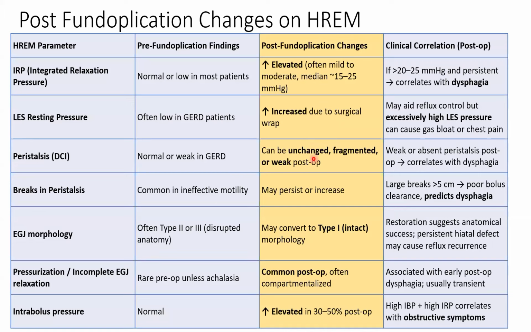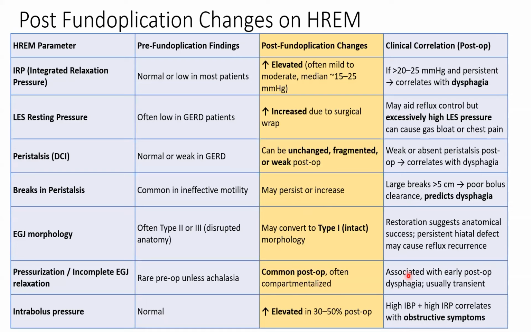Peristalsis ideally should remain unchanged, but there may be a slight increase in the DCI and a slight increase in the CFV, which we normally don't read in Chicago, but CFV is the contraction front velocity. The peristalsis break may still be there. EGJ morphology may convert to a type 1 because you have done a wrap. Sometimes you will see some compartmental pressurization, but if there are no symptoms, don't do much.